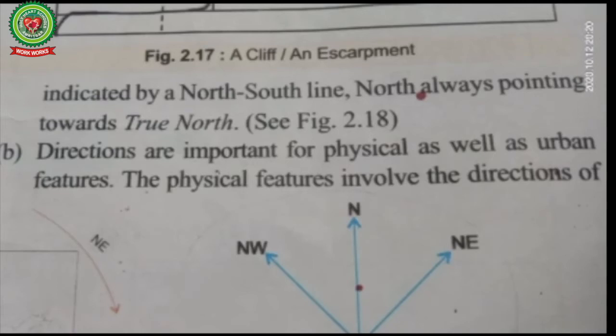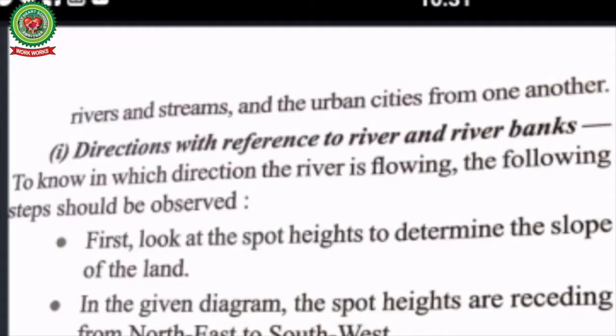Directions are important for physical as well as urban features, that is for man-made features and for towns and cities. The physical features involve the direction of rivers and streams, and the urban features involve the direction of cities from one another. Now next is direction with reference to rivers and river banks. To know in which direction the river is flowing, the following steps should be observed.